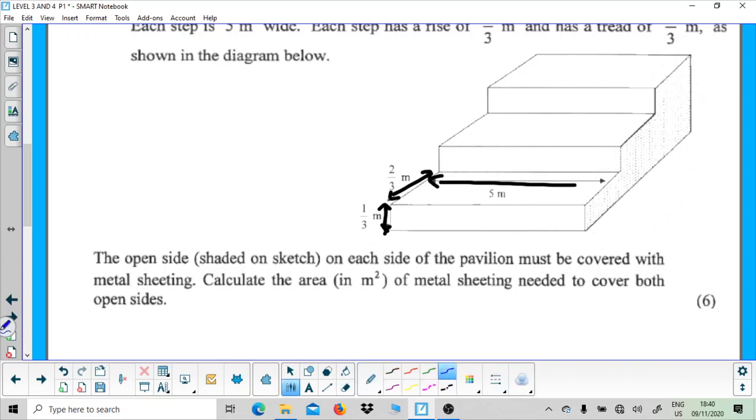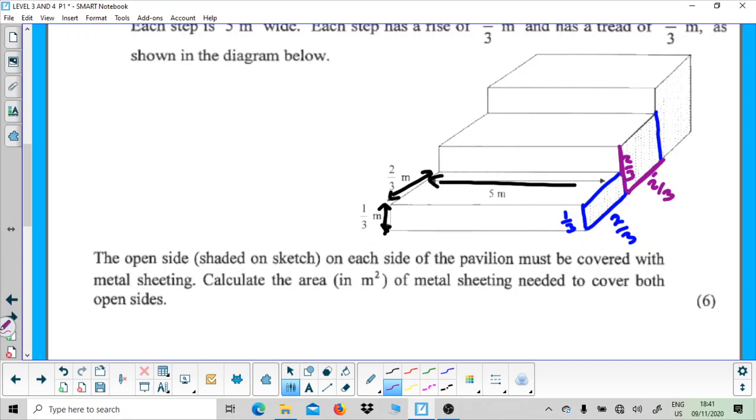All you needed to do here was to divide it into the rectangles you can handle. There. So this is your first rectangle to start with. What is its length? 2/3. What is its breadth? 1/3. Okay, that's the first one. What is the length of this one? 2/3. What is its breadth? 2/3.